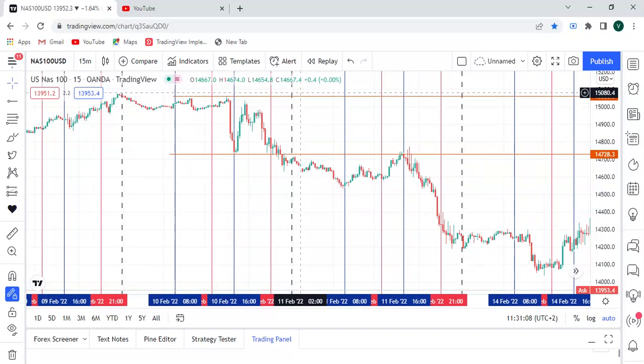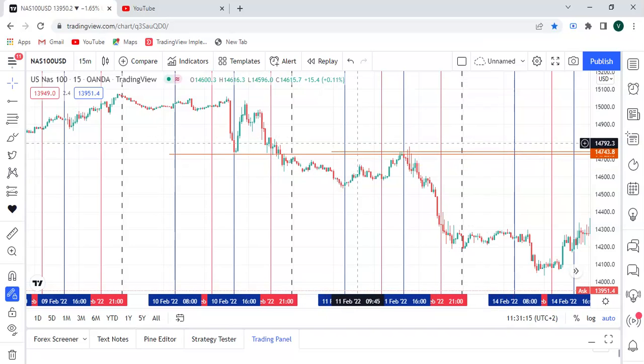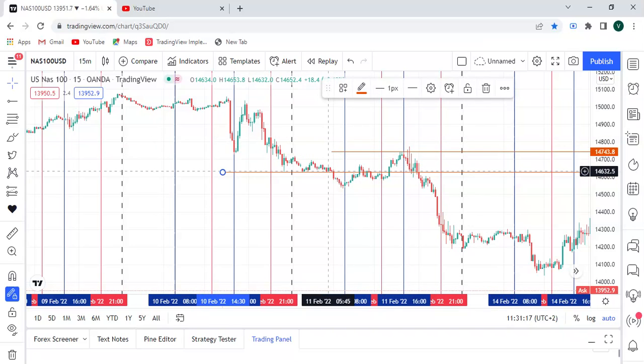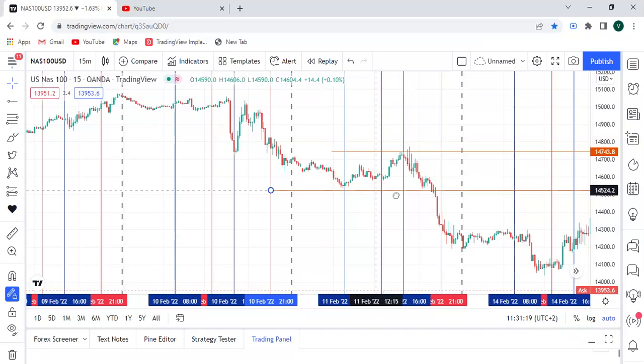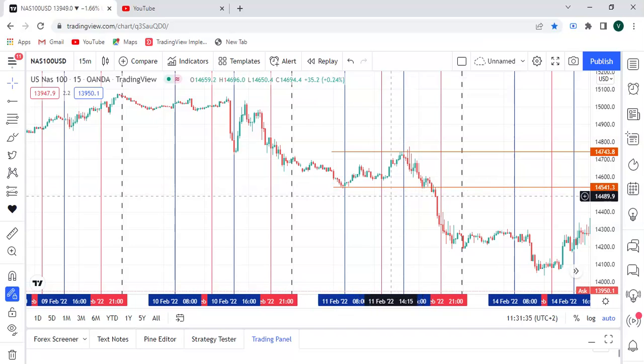On the next day, we've got our high of London session, which is here. I'm just going to move the very same lines, guys. And then this is our lowest point of London session. The low of London session is here. What day is this? 11th of February.